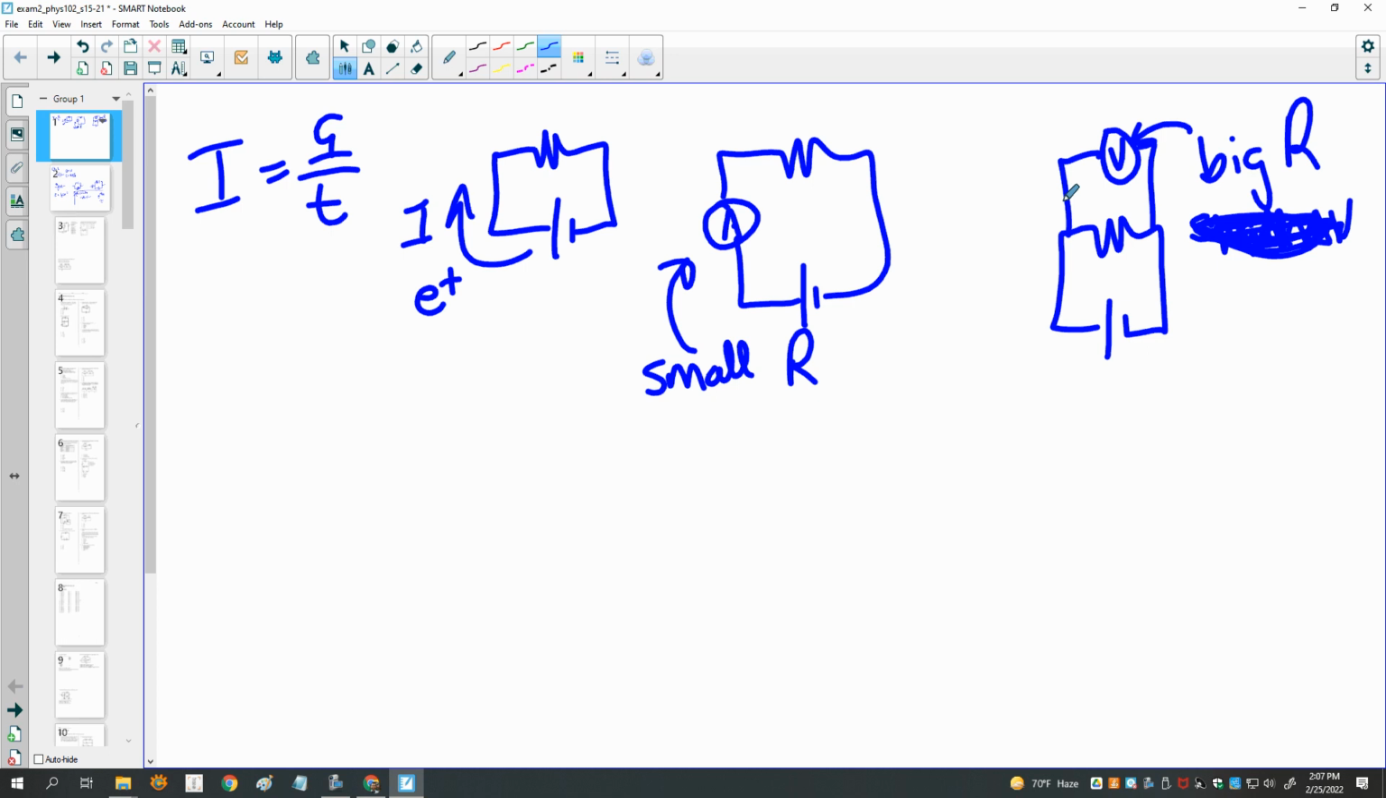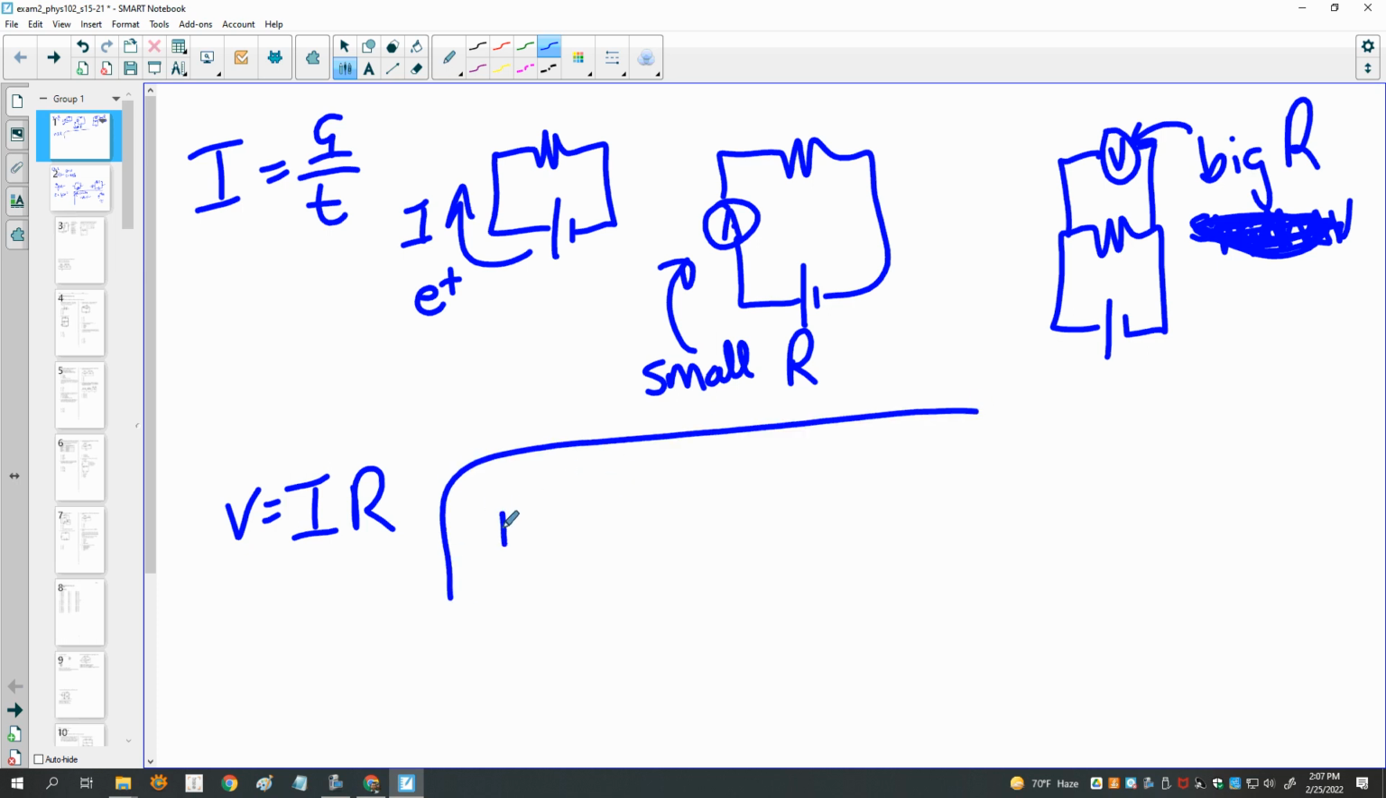Okay. Also, we need to know Ohm's law, V equals IR, and know how to apply and use Ohm's law. Know the difference between ohmic and non-ohmic. And then finally, in chapter 3, we talked about the geometric properties of resistors. R is equal to rho L over A.